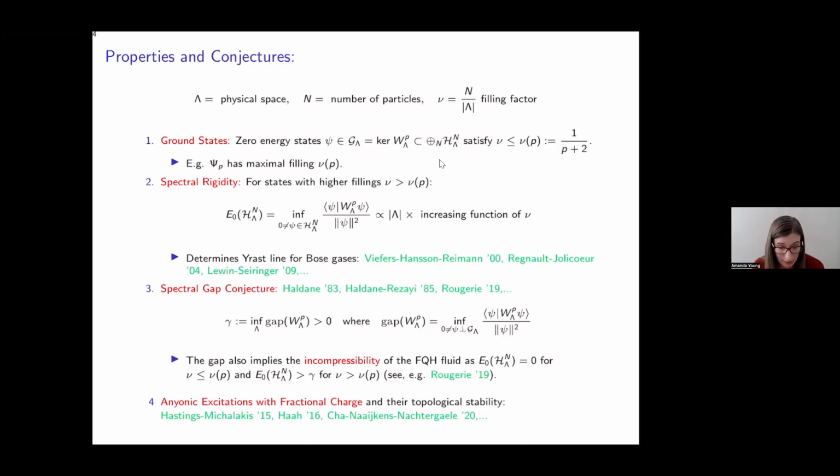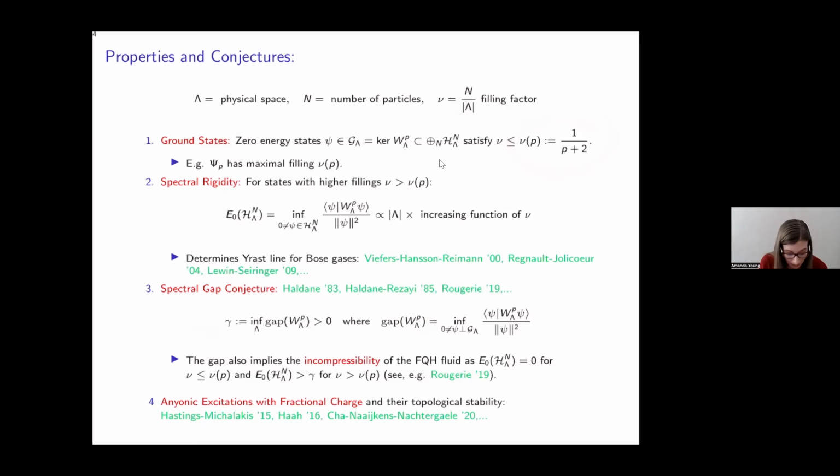And one consequence of the spectral gap will actually be incompressibility. A naive way of seeing this is that there are two ways to change the filling. One is to increase or decrease the number of particles, but the other is to change the actual volume of your system, to try to compress it. If you fix the number of particles but try to compress the physical area lambda, the spectral gap tells you that there's a finite amount you can compress the system before you'd have to jump in energy, because you couldn't be in a ground state after a certain filling, as the ground states have a maximal filling.